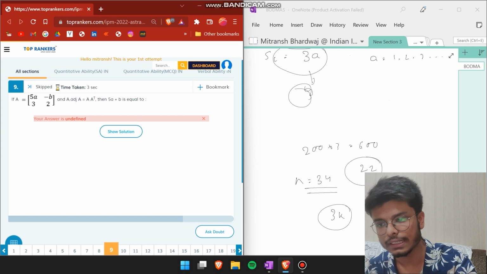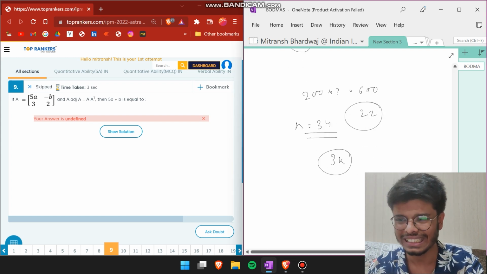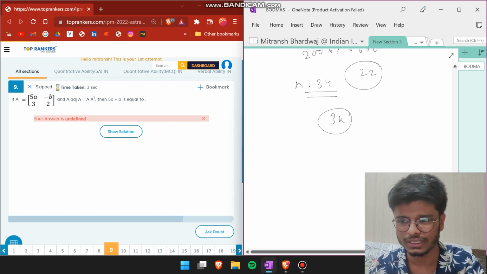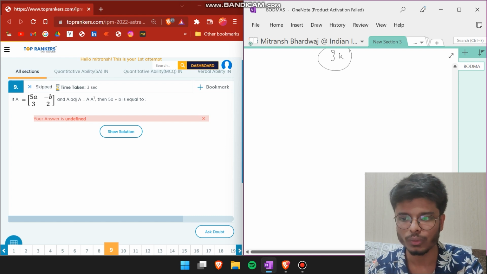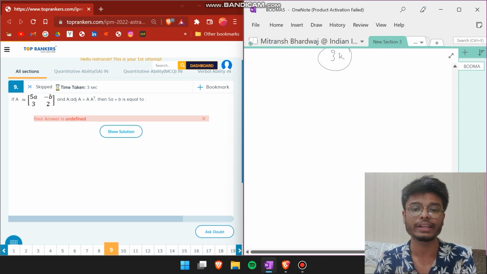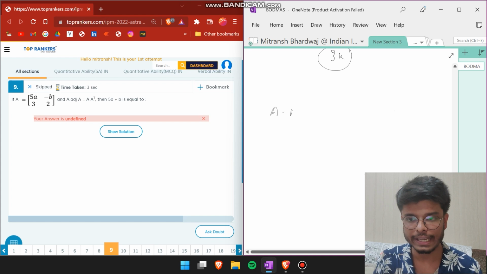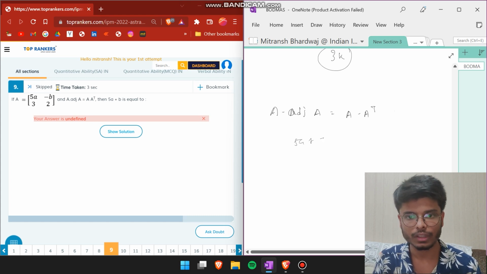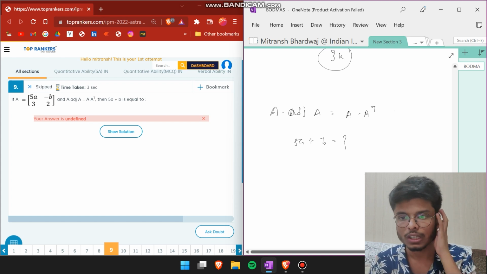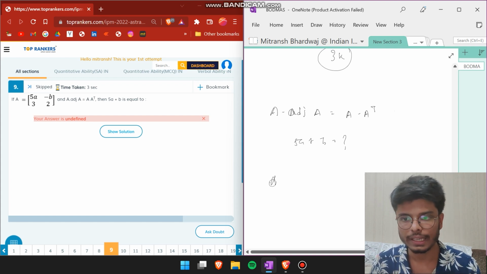Okay, for this sort of a sum, matrices, they don't give very difficult sums of matrices, so it's pretty easy to solve. If you want to, you can quickly do it. In this case, A into adjoint of A is equal to A into AT. So 5A plus B equals how much they're asking for. So you get adjoint of A equals AT.